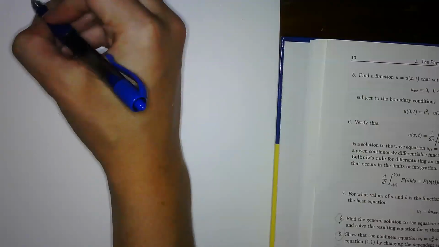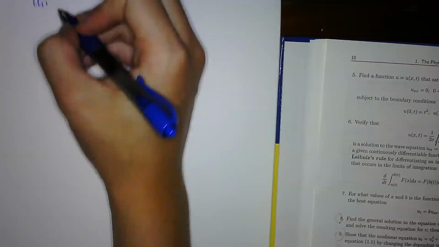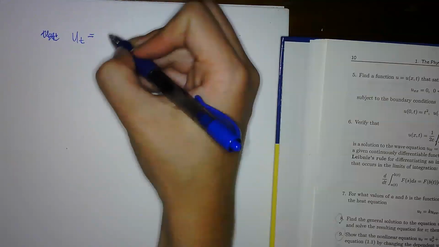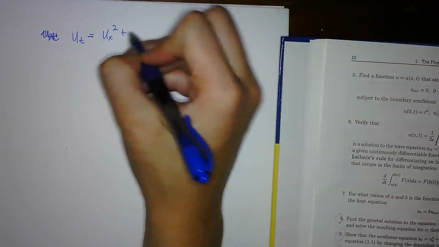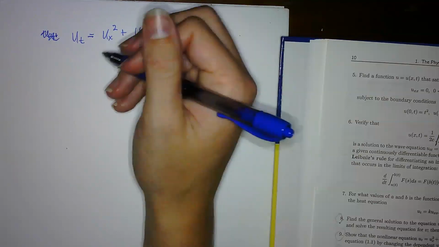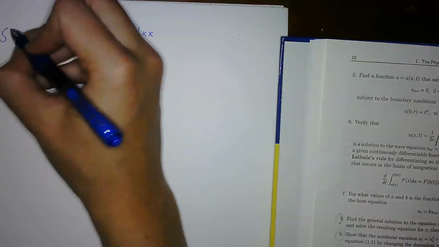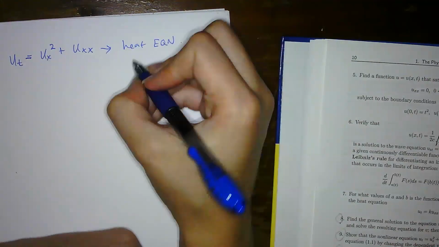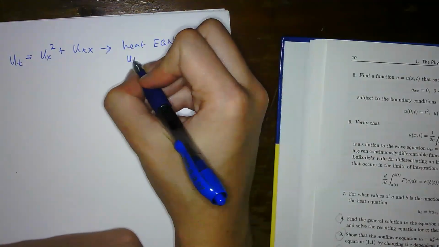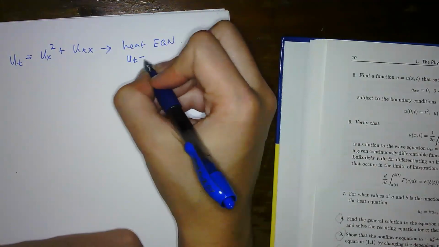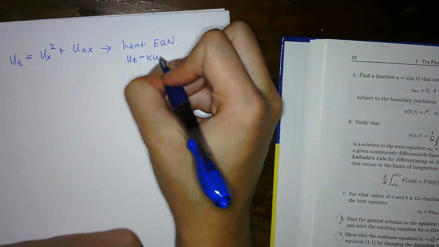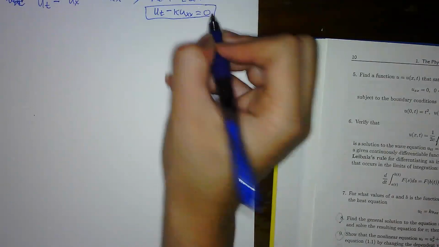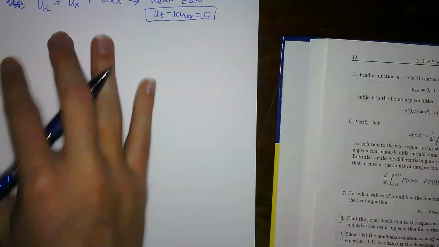the heat equation. So given that we have u sub t is equal to u sub x squared plus u sub xx. And we want to show that this reduces to the heat equation. And recall the heat equation is u sub t minus k u sub xx is equal to 0. So that would be some type of form like that. And we can reduce this here.